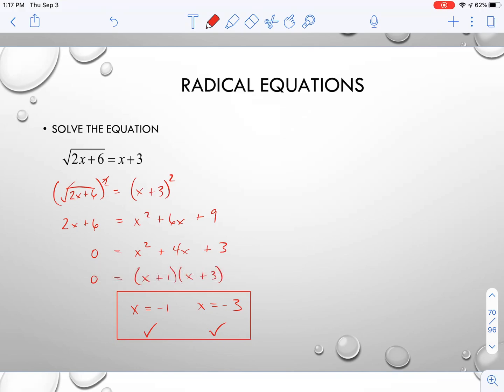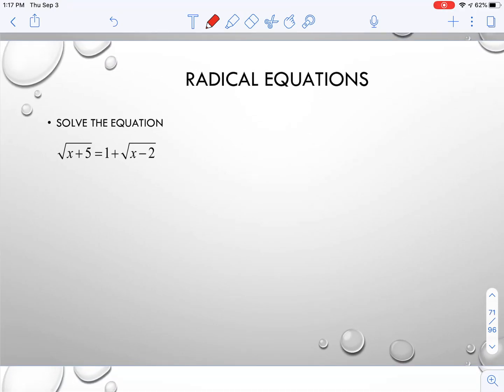Now, I mentioned earlier that a lot of the times one solution will work and one will not. This is one of those rare cases where it happens to work out that both solutions work. It's not common this is the case, but it is possible. Usually one of these will be extraneous while the other one will check.